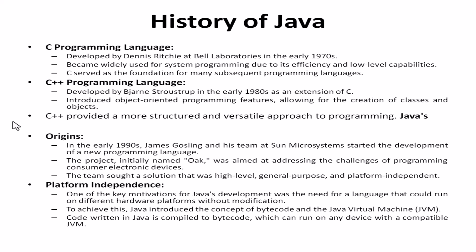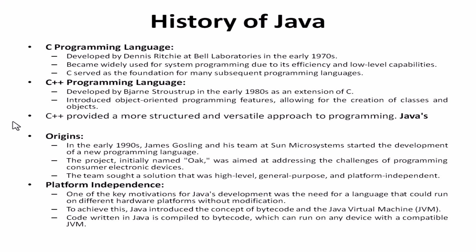C programming language was developed by Dennis Ritchie at Bell Laboratories in the early 1970s. It became widely used for system programming due to its efficiency and low-level capabilities. C served as the foundation for many subsequent programming languages.